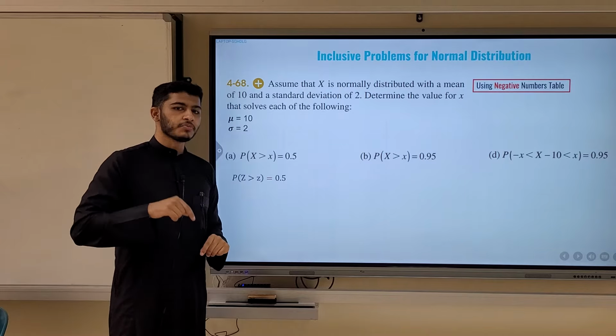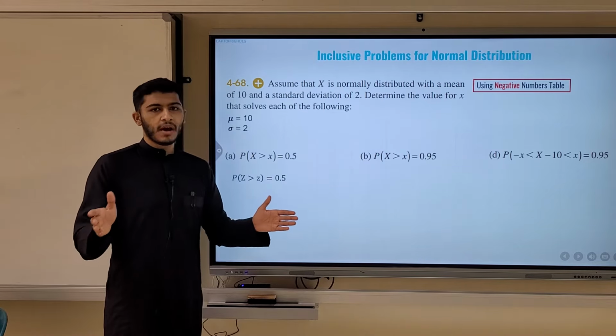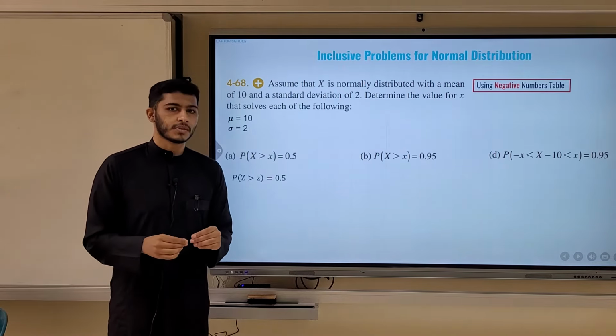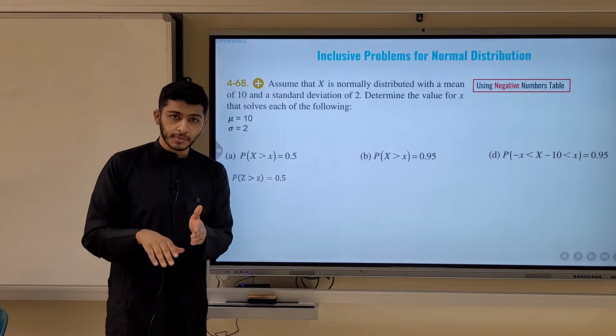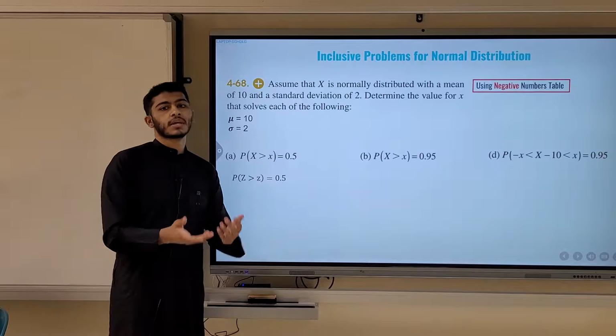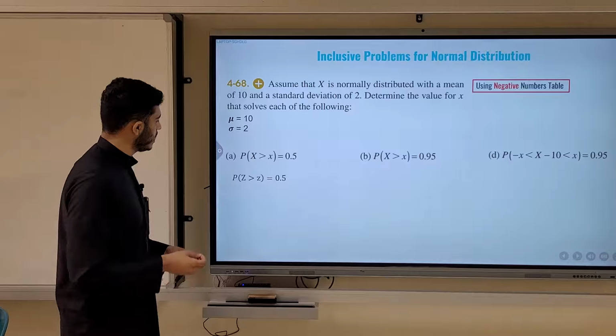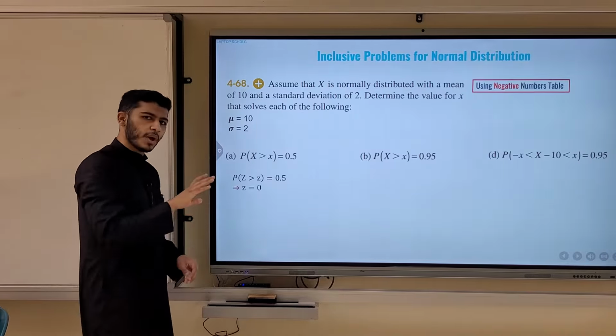We know that the shape is perfectly symmetrical around 0, and half of it gives you 50%. So if you take from 0 above up to infinity, it's going to be 50%. If you take 0 down to minus infinity, it's going to be 50% also, which is 0.5. So the value for z here is going to be 0. Now we have found the value for z.